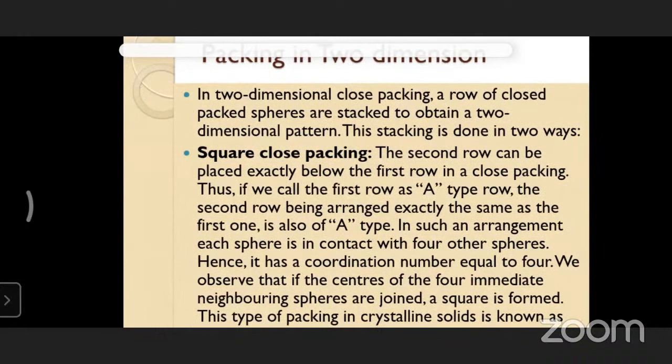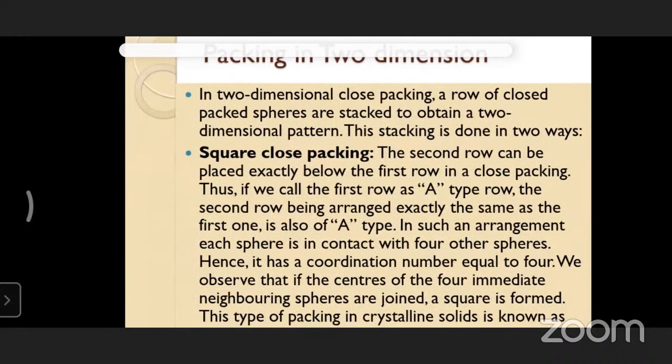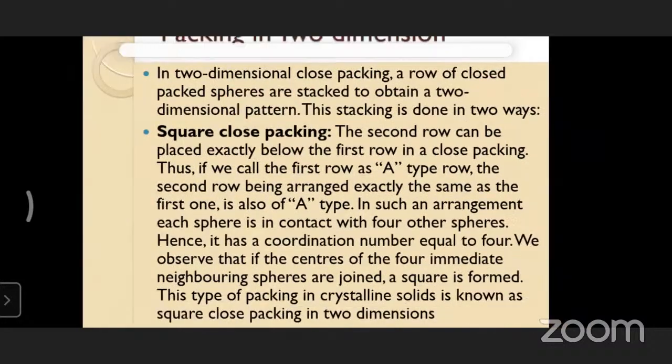In a two-dimensional close packing, a row of close packed spheres are stacked to obtain a two-dimensional pattern. This stacking is done in two ways that we will see with the diagrammatic representation also. Before going to that, in the two-dimensional packing, we are going to get a square close packing structure. We will see how we get this square close packing. The second row can be placed exactly below the first row in a close packing.